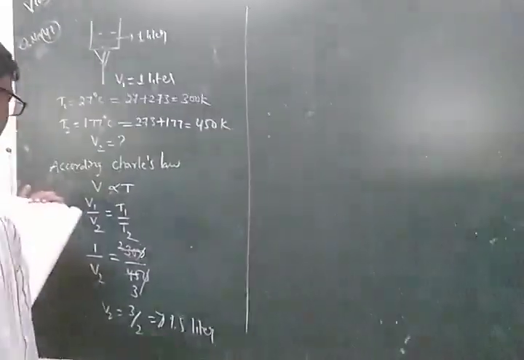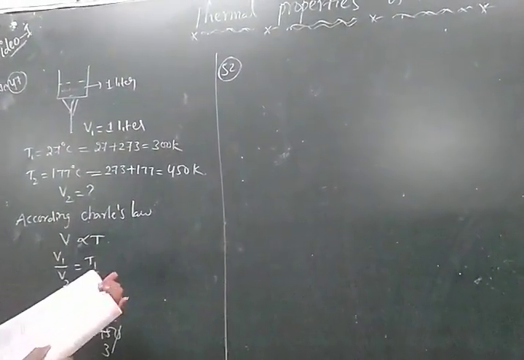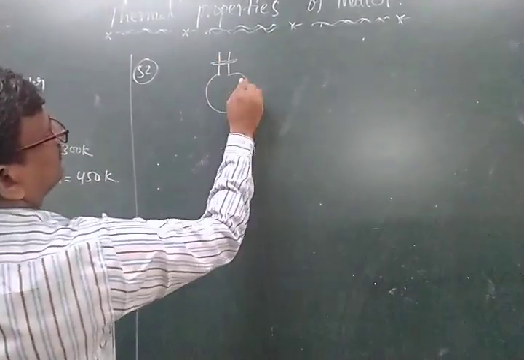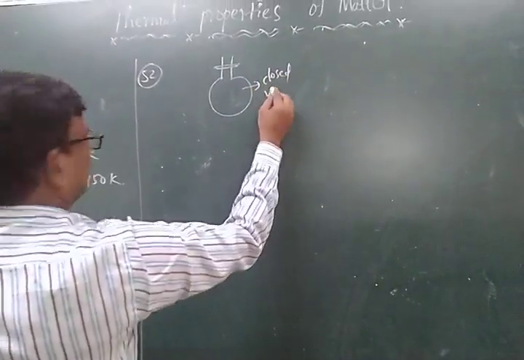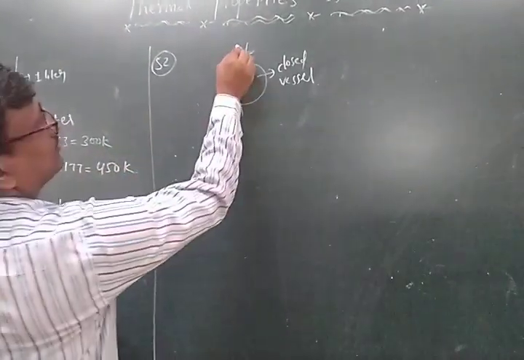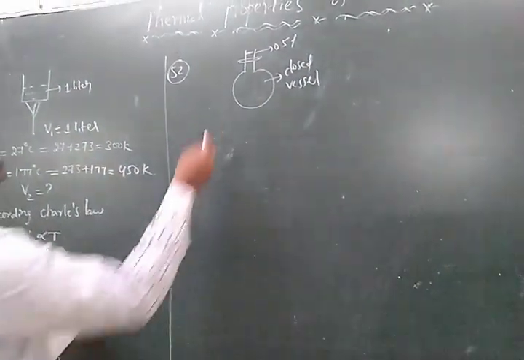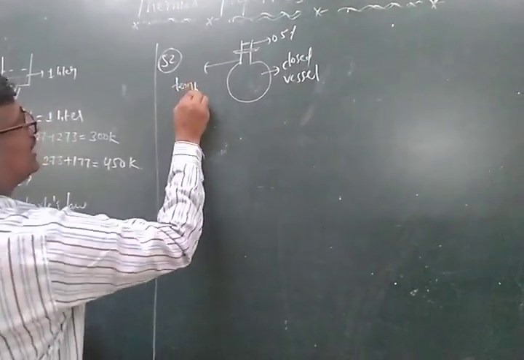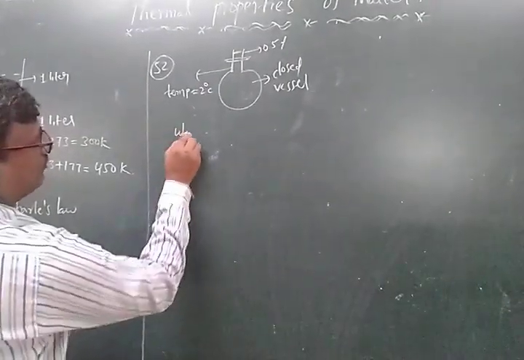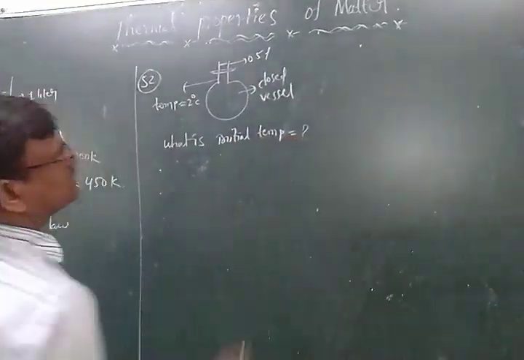Next is question number 52. If the pressure of an ideal gas contained in a closed vessel, so this is the closed vessel, is increased by 0.5 percent, the temperature also increases by 2 degrees centigrade. What is the initial temperature?